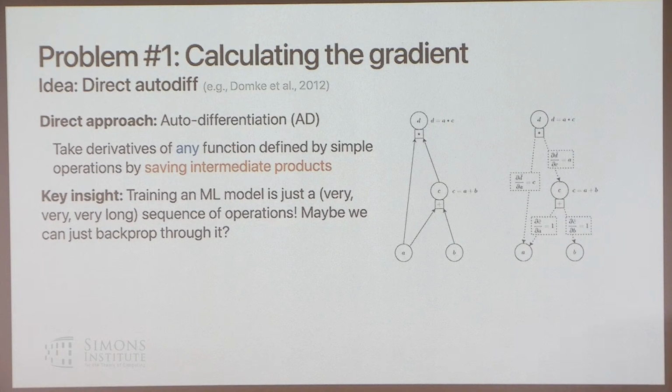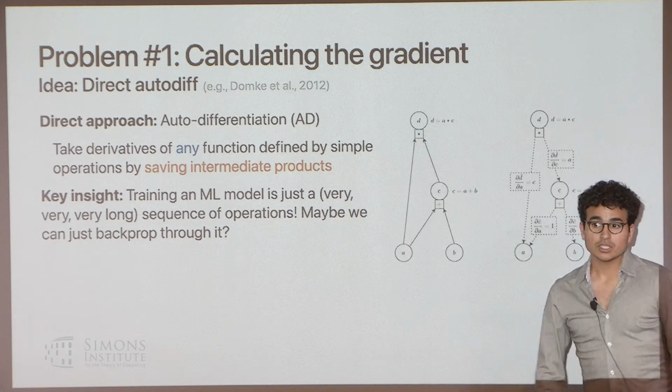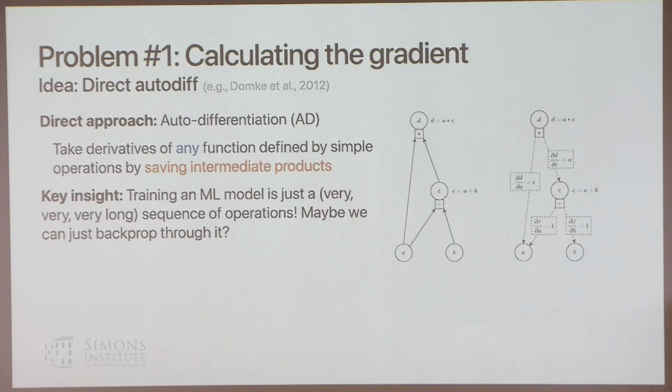OK. So maybe one insight we could have is that training a machine learning model is just a really, really long chain of these elementary operations. So why don't we try to just backprop through this? We'll write out in PyTorch, unroll the whole training into like 1,000 lines of code, and then we'll just call dot backward and see what happens.